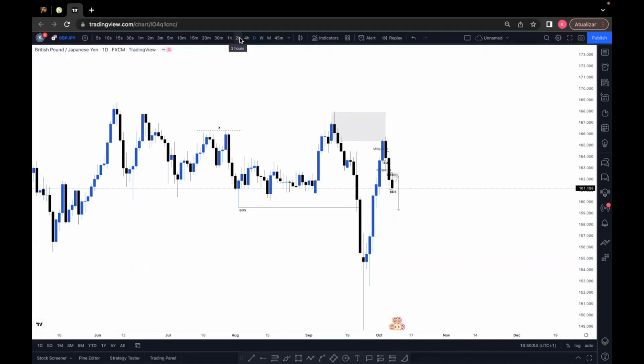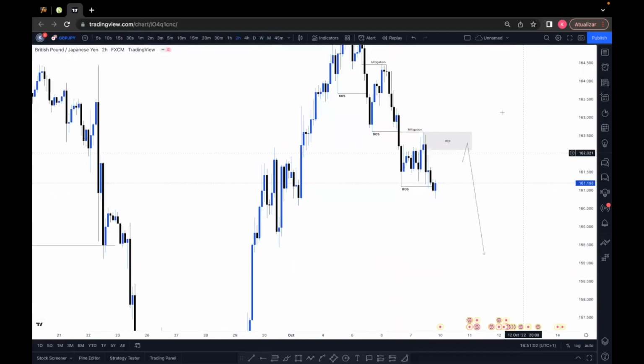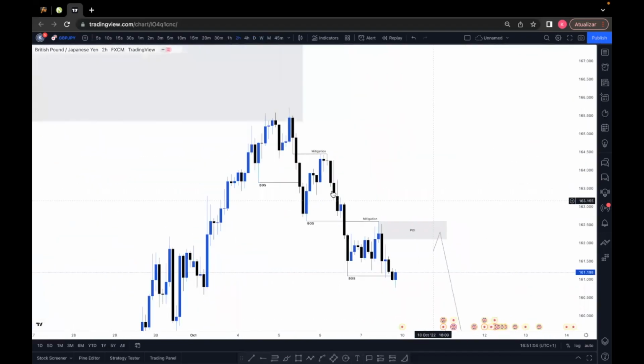Now, at daily POI mitigation, I usually recommend to wait for 1 hour, 2 hour change of character, right? So if you drop down to 2 hour, for example, 2 hour time frame, we can actually see that we had that, right? We had this previous high, then we had a previous low, then we had this high right here, right? Then we had this strong push to the downside right here. We can clearly see that price actually did a perfect mitigation right here.